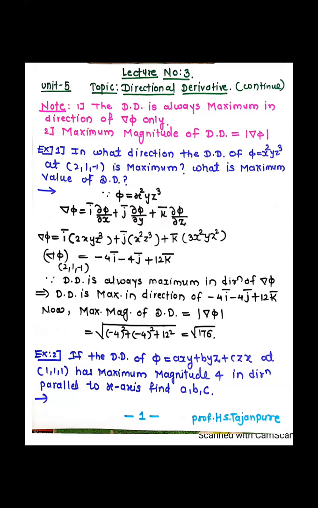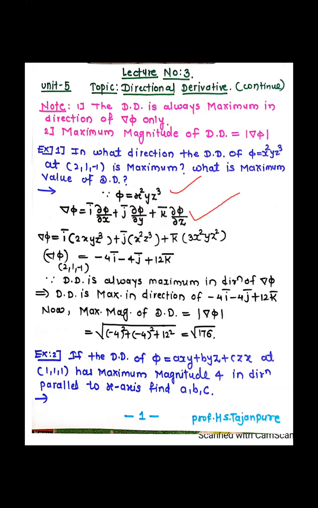Let us see how to use it. The first example: in what direction is the dd of this function phi at this point maximum? In what direction is the question. And the next question is, what is the maximum value of the directional derivative? So we know the property that the dd is always maximum in the direction of del phi only. So we'll find the vector del phi, along which the directional derivative will be maximum. First of all, let us write phi, then write the definition of del phi.